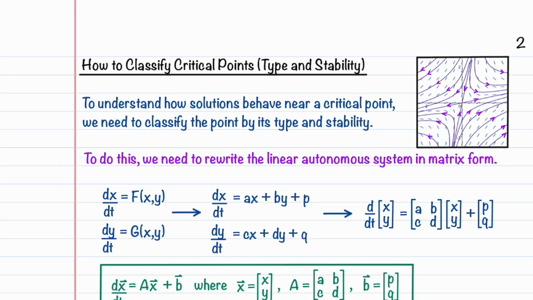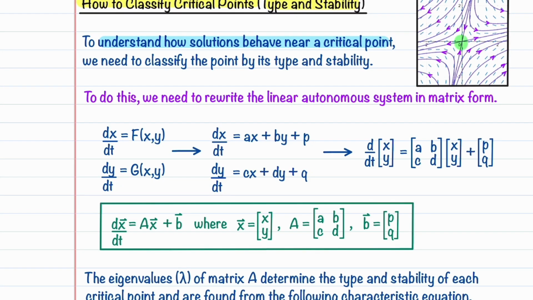We're now going to learn how to classify critical or equilibrium points according to their type and stability. This is going to help us understand how solutions behave near a critical point. For example, over here on the right, we have a system of autonomous differential equations that has a critical point at the origin. Classifying this critical point is going to help us understand how solutions behave near this point.